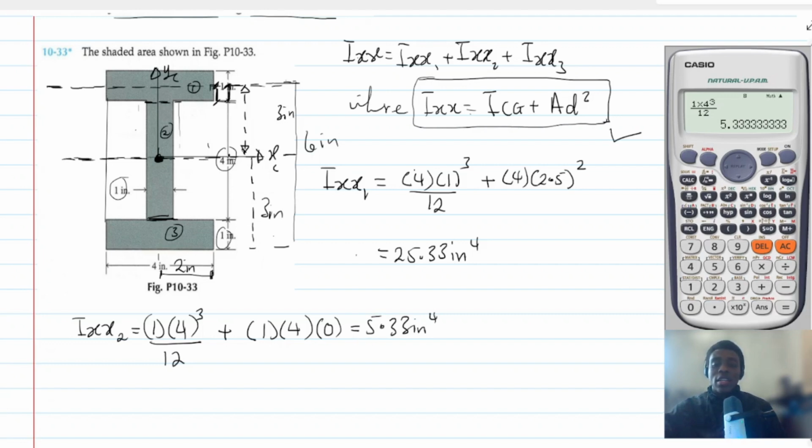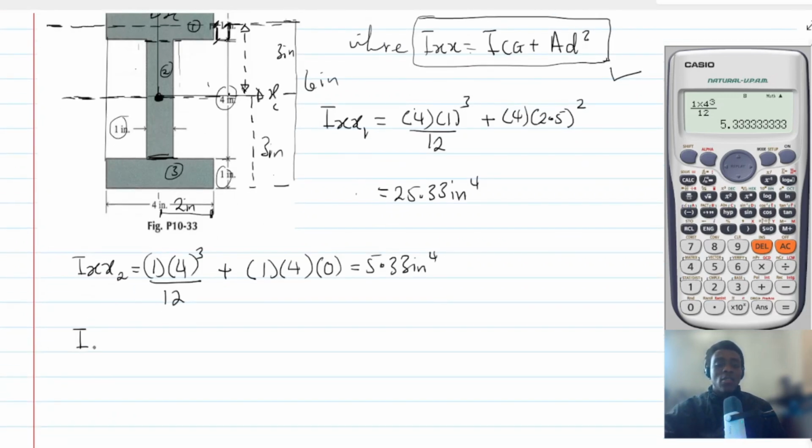And now finally, let's do the Ixx for the last figure. So for the last figure, we are going to use the same approach, BH cube over 12 plus Ad squared. But you see that for the last one, the width is what, 4, and then the height is 1. So BH cube over 12 plus, and then the area is going to be 4 multiplied by 1.